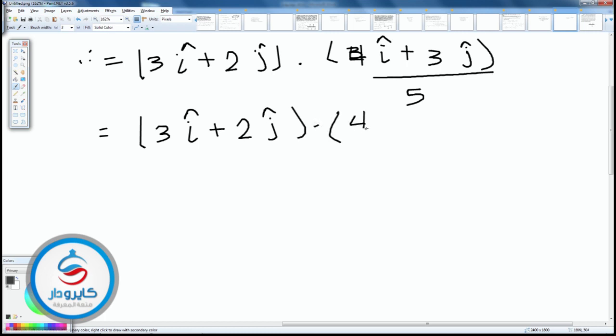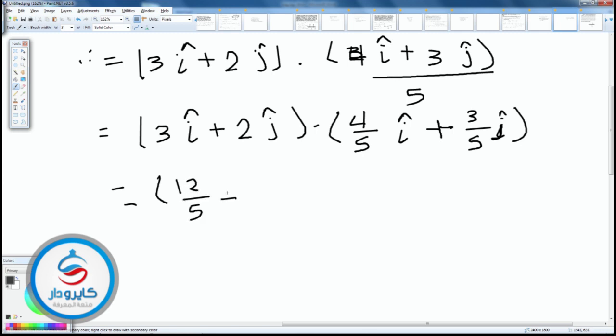dot 4 over 5 in the direction of unit vector i plus 3 over 5 in the direction of unit vector j, equals 12 over 5 plus 6 over 5 equals 18 over 5 equals 3.6.